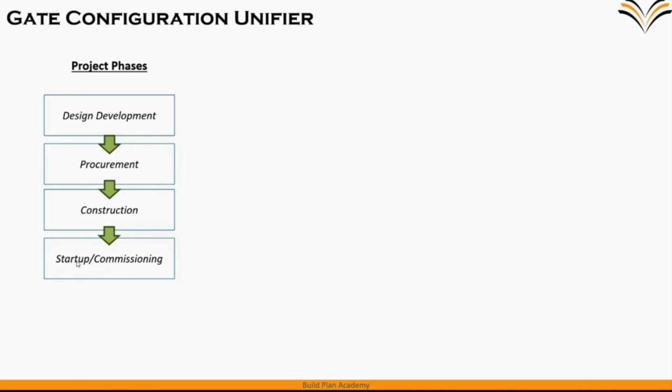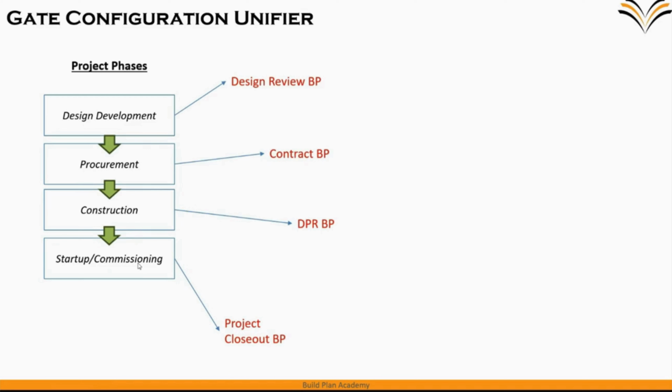Now let's take an example that we will be building a phase process, a gate process. First is design development, then procurement, construction, startup, and commissioning. Now these phases I have picked. You can have five phases also, six phases also, whatever the phases exist for your project. So I have picked only four sample phases of your project, and I have linked them.